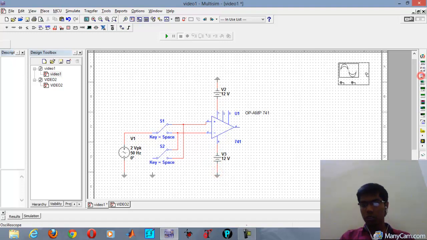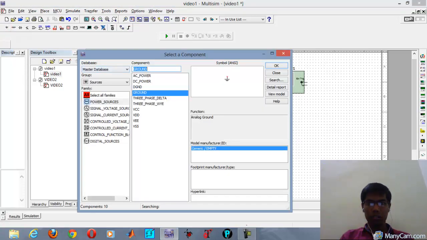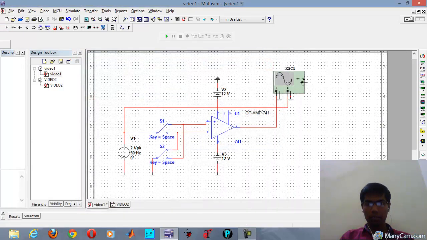We take one oscilloscope. Channel A is connected to the output of the op amp, and channel B is connected to the sinusoidal voltage. We take a ground. Whenever the switch S1 is connected in such a manner, at that time the sinusoidal voltage is directly connected to the non-inverting terminal of the op amp, and the inverting terminal of the op amp is grounded.